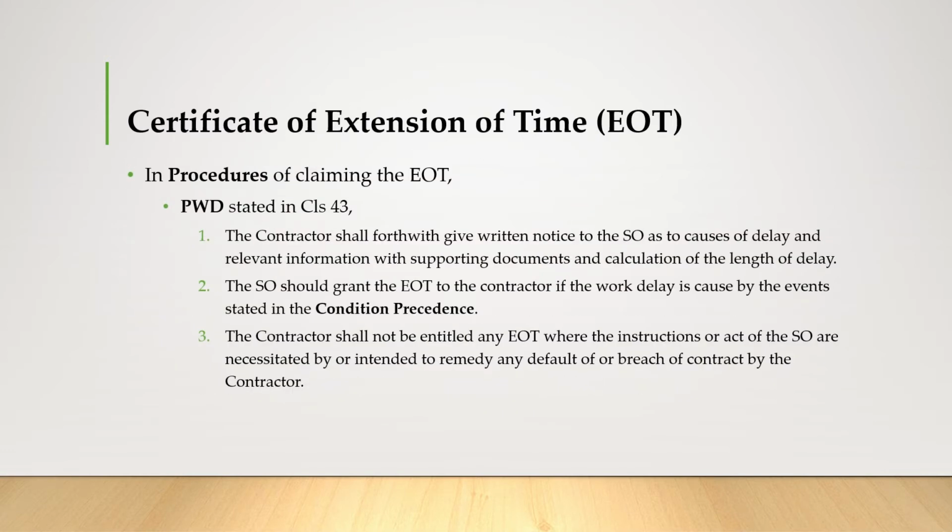The procedures in PWD are a little bit different. The whole procedure is stated in clause 43 in PWD. The first thing is that the contractor shall forthwith give written notice to the SO of the cause of delay and relevant information with supporting documents and calculation of the length of the delay.